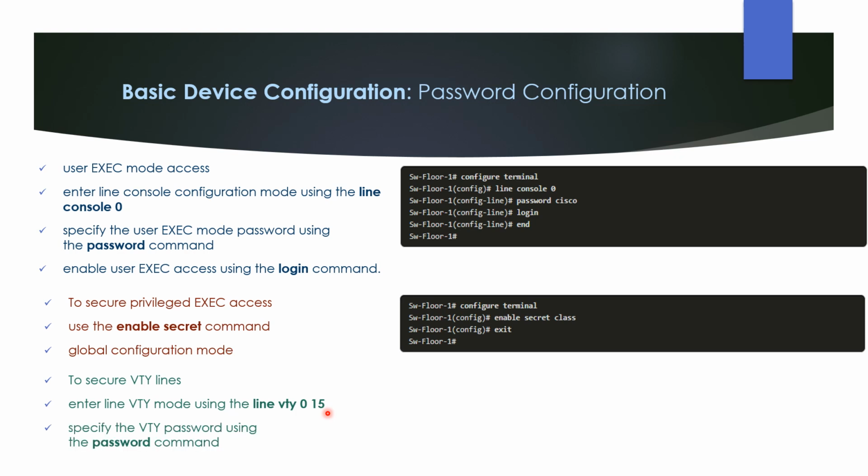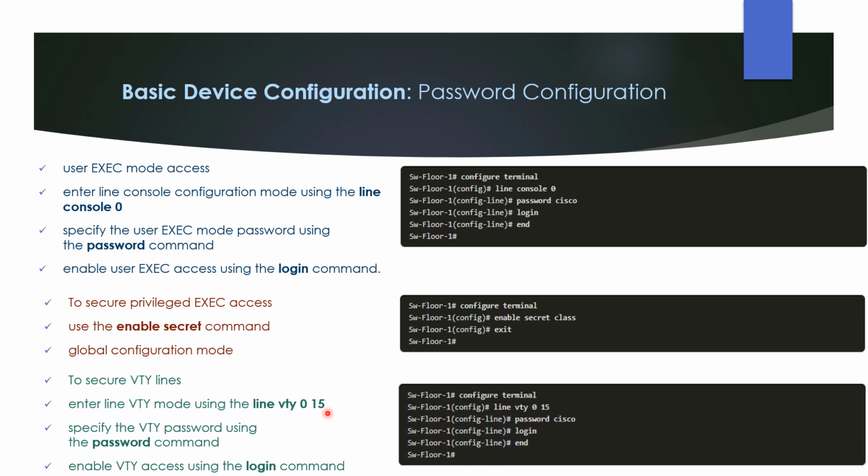Next, you have to specify the VTY password using, as in the line console, the password command followed by the password that you will add there. And lastly, same, you have to enable the VTY access using the login command. It is shown here. So first of all, you have to go into the global configuration mode, and by using the command line vty 0 15, you will be able to enter the virtual lines, and you are configuring all of them.